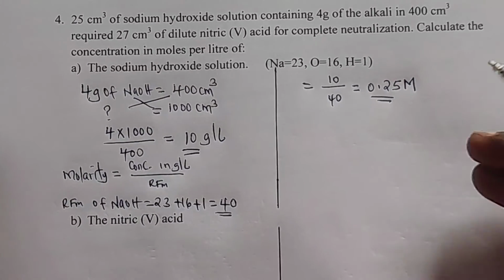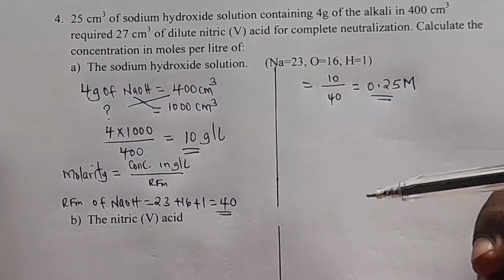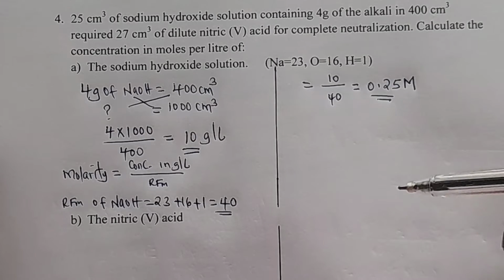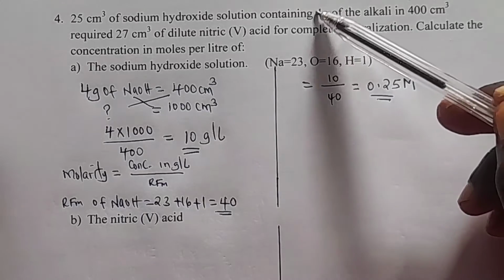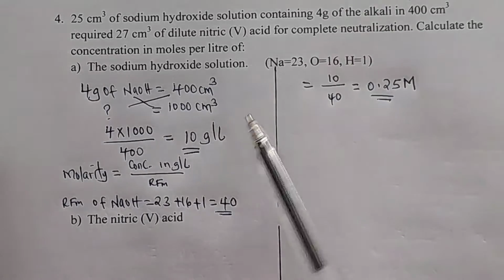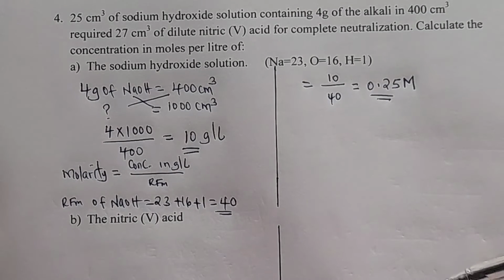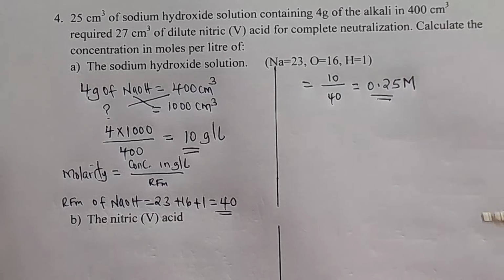Learners, it's not a must for you to use this formula. Instead, you can use the other formula for calculating molarity: molarity equals moles times 1,000 over volume used. You start your working by getting the number of moles using the mass of the sodium hydroxide divided by the RFM, which is 40. Then that's your number of moles. So molarity will be equal to moles times 1,000 divided by volume used, which is 400. So you will still get 0.25 moles.